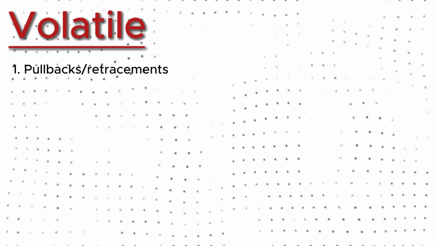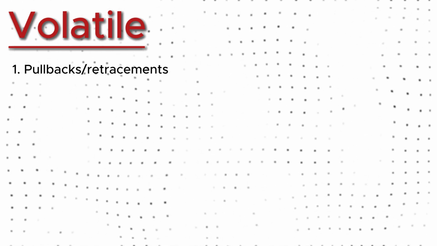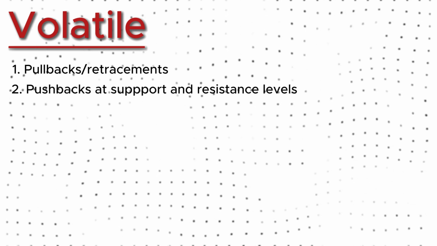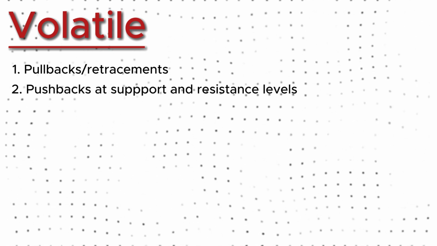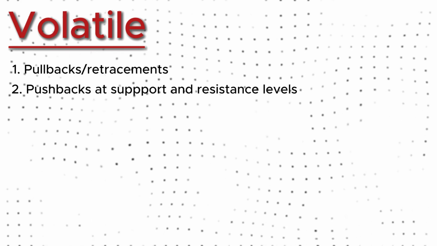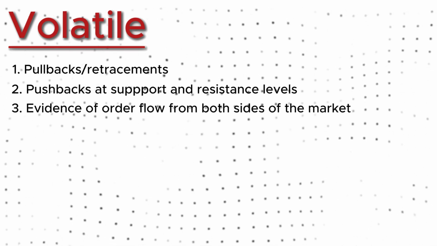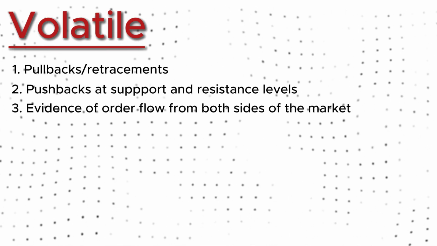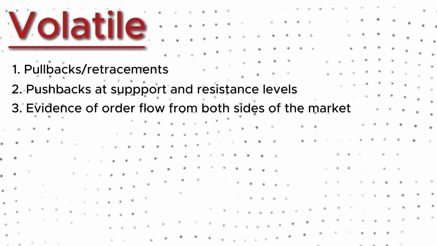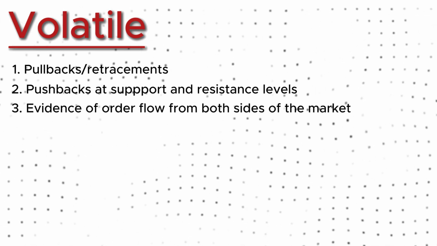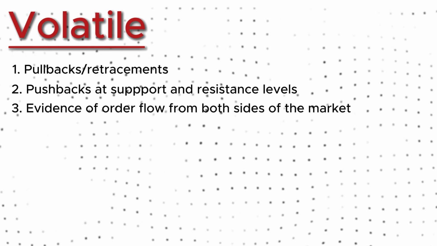What you typically see will be pullbacks. So in volatile trends, there are a lot of pullbacks. There'll be a lot of pushbacks whenever price encounters support and resistance levels. And this is because there's a heavy presence of order flow from both sides of the market. Both bulls and bears are present in the market, and they're trying to fight it out to control the order flow.